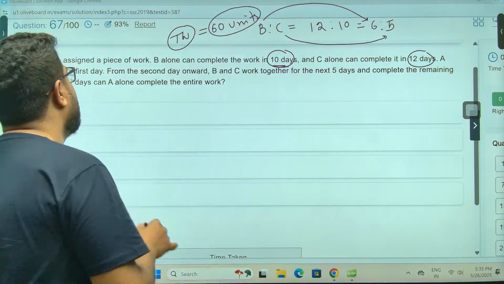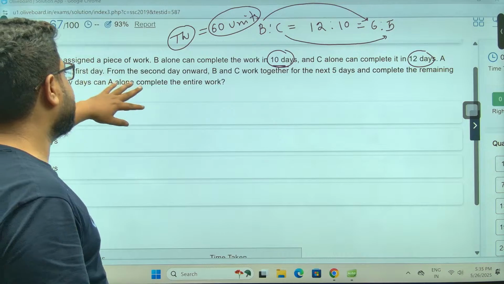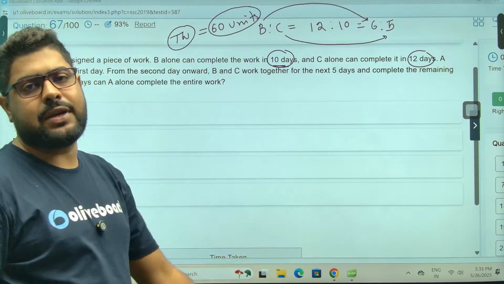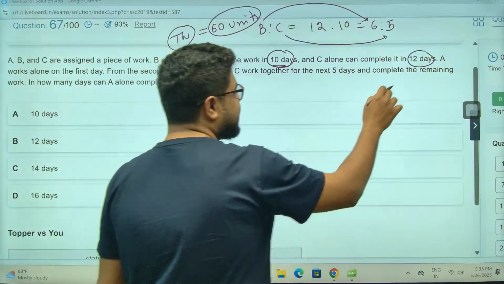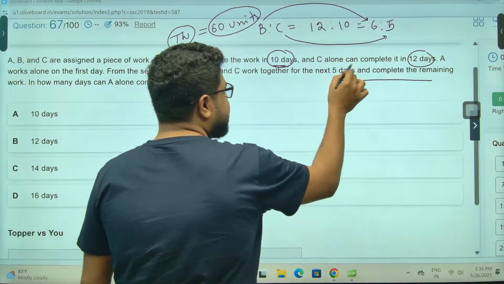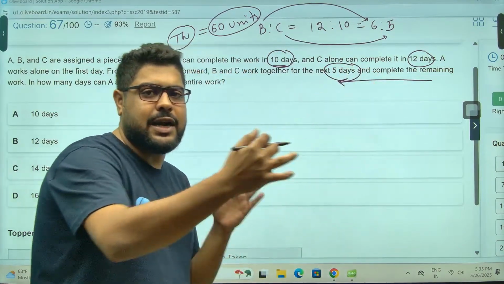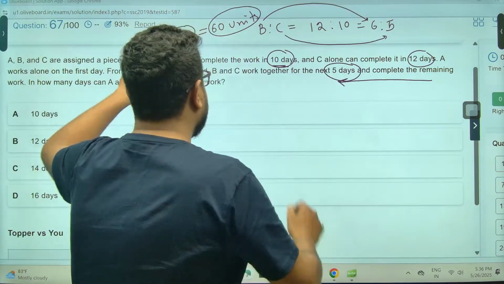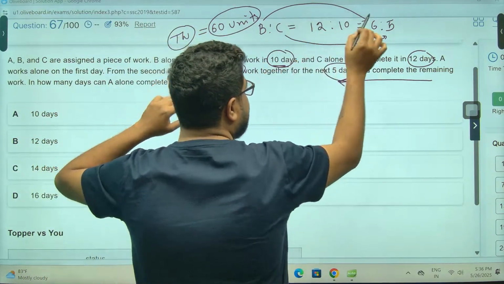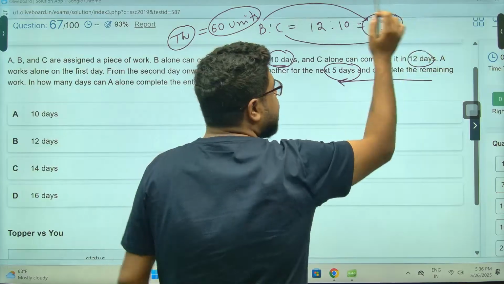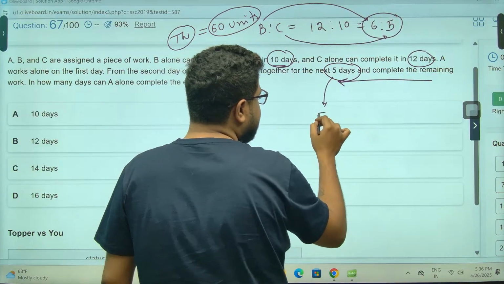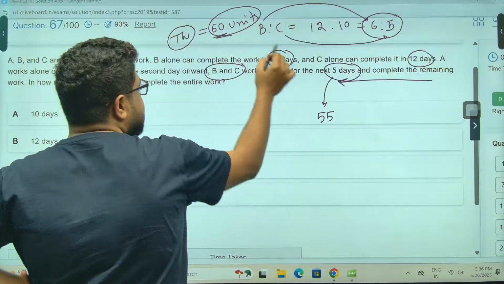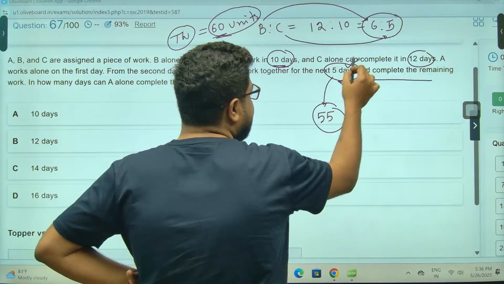Now, A works alone for the first day. From the second day onward, B and C work together for the next 5 days and complete it. Always in this situation, start from the end. In the last 5 days, B and C worked. In one day they do a combined 11 units. In 5 days they have done 55 units out of 60 units.